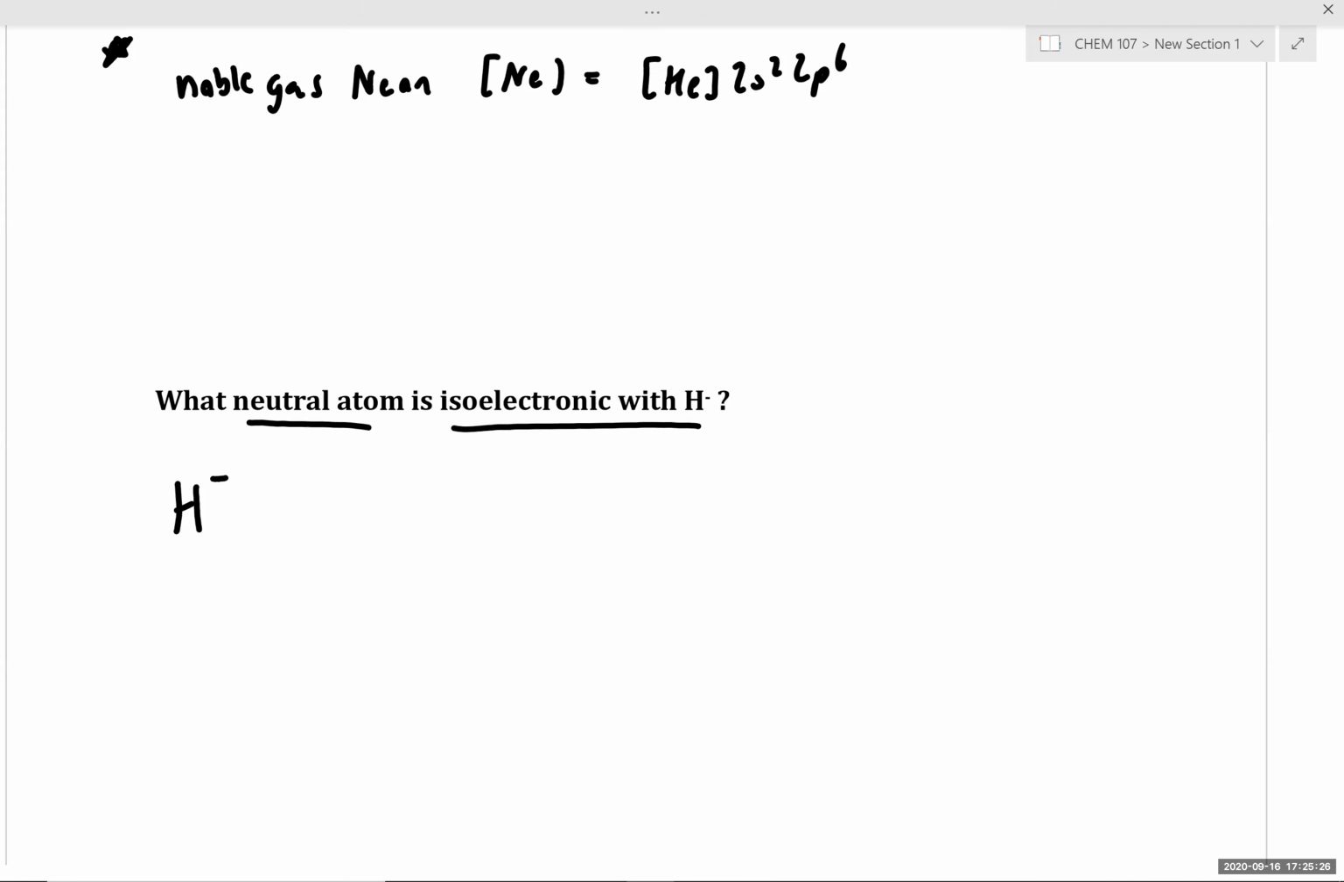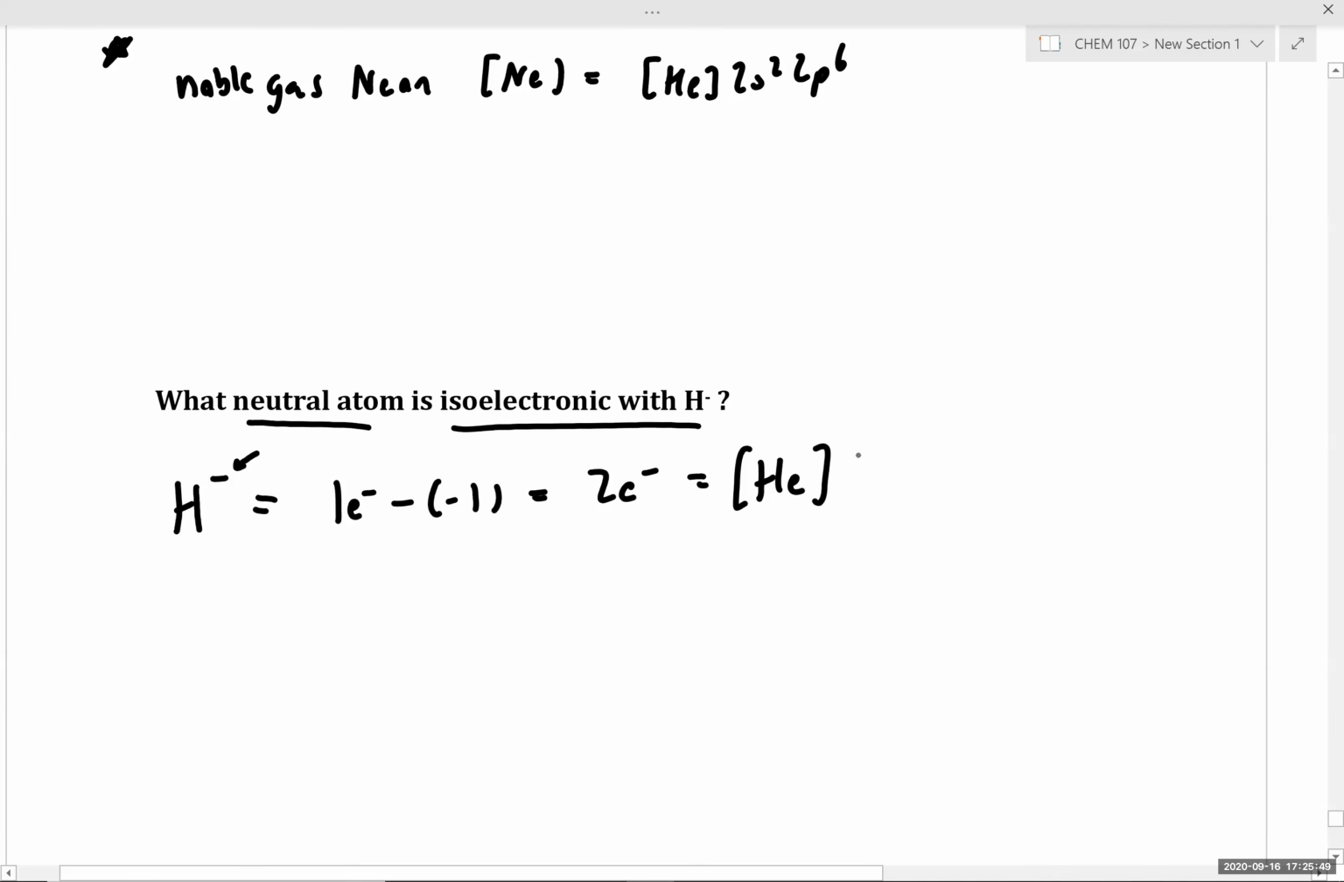So we're starting to see a pool of responses. So let's talk about this. H minus: we initially have 1 electron. We then subtract the charge of -1, and that gives us 2 electrons total. And the element with 2 electrons is helium.